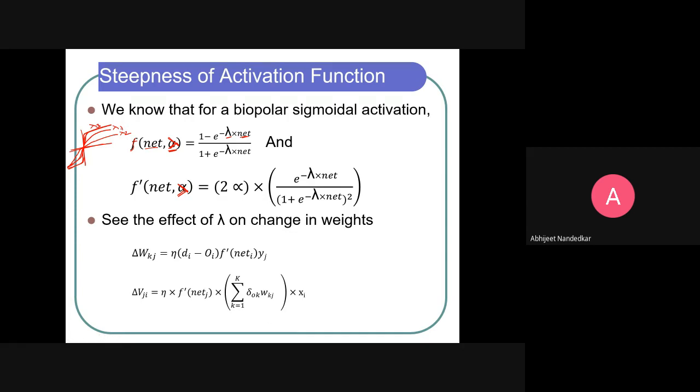So we want to see what is the effect of such a steepness parameter on my learning. So I calculate f dash, and this will be 2 into lambda into e to the power minus lambda net divided by this term. So this lambda is getting multiplied in the equation of f dash. Now you know what the change in weight is. Change in weight is learning constant into d minus o into f dash into input, for the output layer. For hidden layers, it is a small change: learning constant into f dash again into this group, that is the delta signal, into input. So this is for hidden and this is for output.